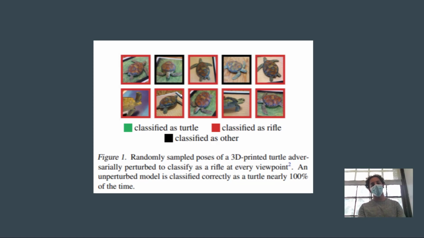This is an ImageNet model. It was trying to classify a turtle, but these images right here are perturbed, they're changed slightly, and it just classifies this as a rifle, and it's going nuts.